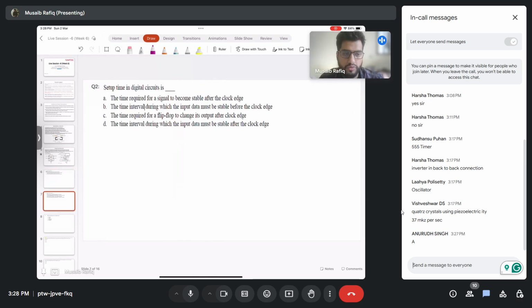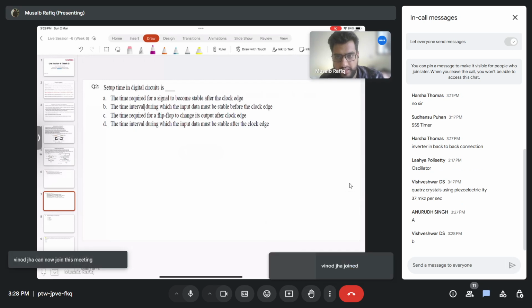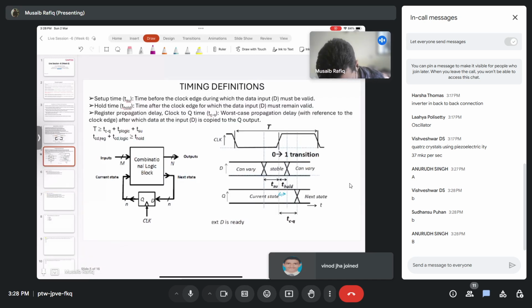Now question 2. What is the setup time in digital circuit? The time required for a signal to become stable after the clock edge, the time interval when data must be stable before the clock edge, option C, time change after clock edge, or option D, the time interval during which input data must be stable. Yes, exactly. Option B. This is your before clock edge, my data should be stable.